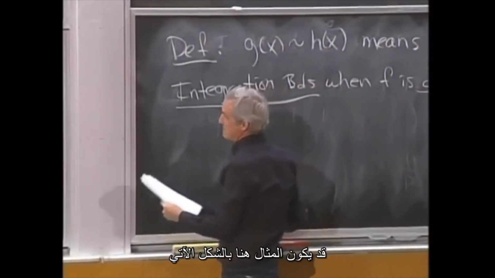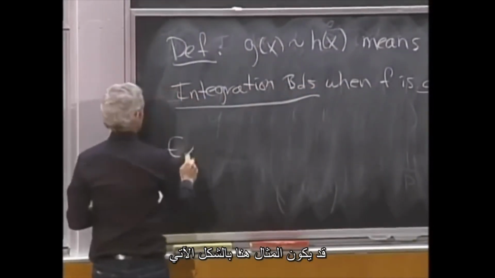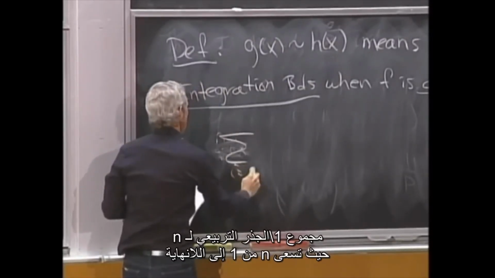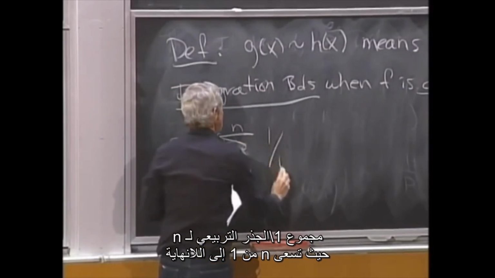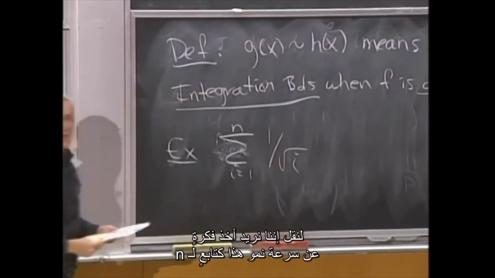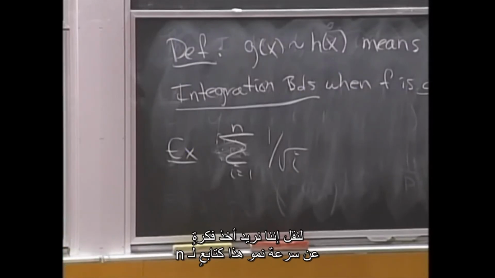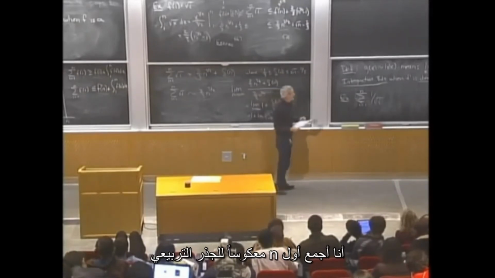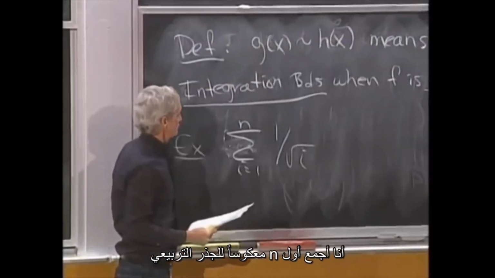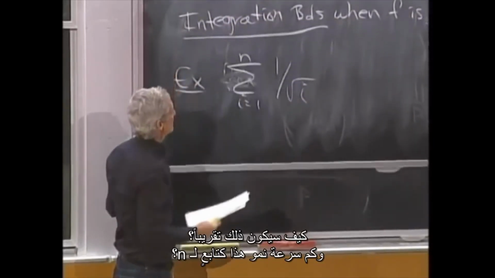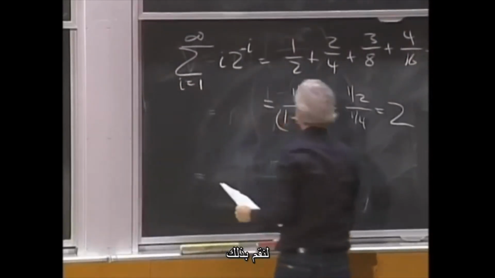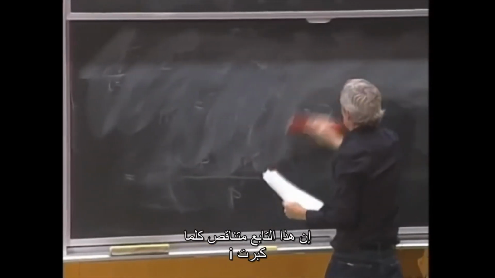All right, and the example here might be, for example, the sum i equals 1 to n, 1 over the square root of i. Say you had to get some idea of how fast that function is growing as a function of n. I'm summing the first n inverses of square roots. What is that roughly going to be? How fast does that grow as a function of n? All right, so let's do that. And of course, 1 over square root of i decreases as i gets bigger.